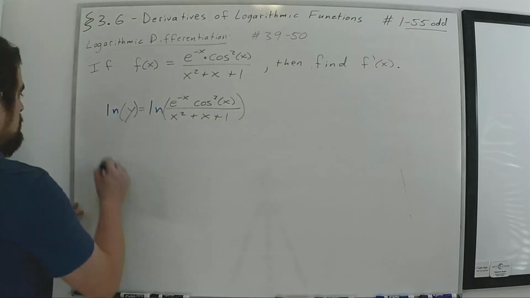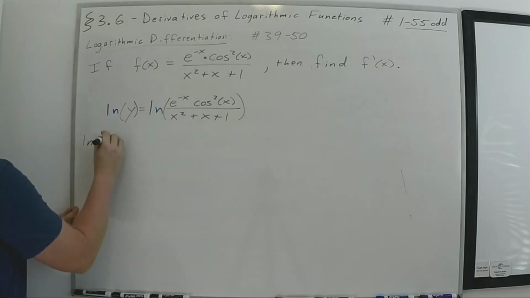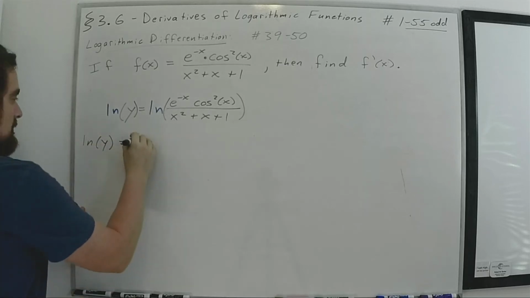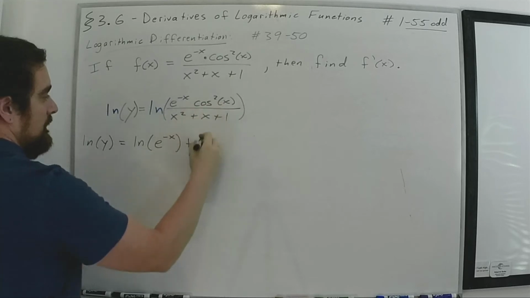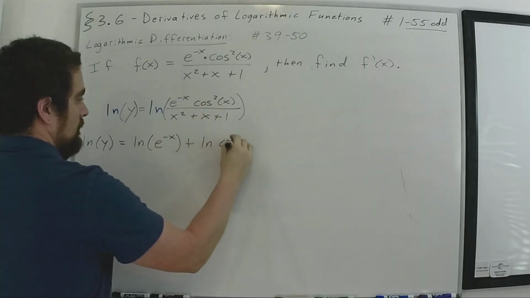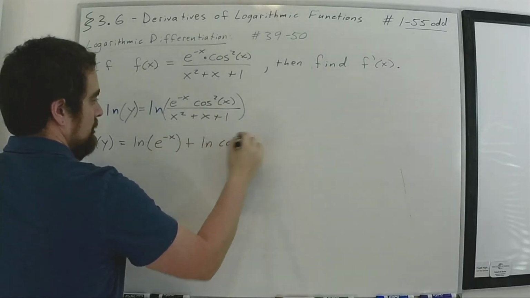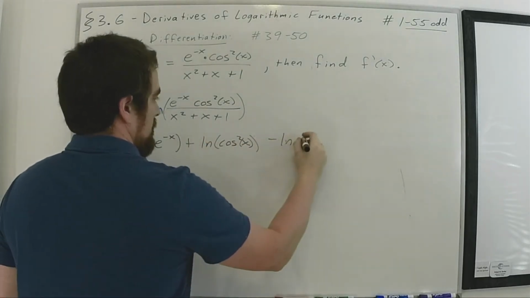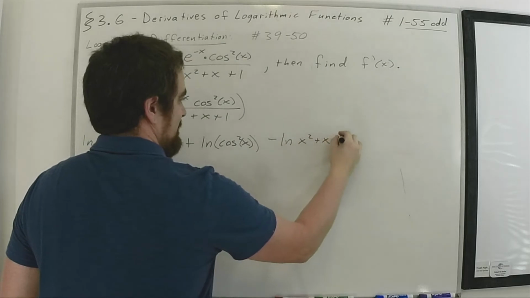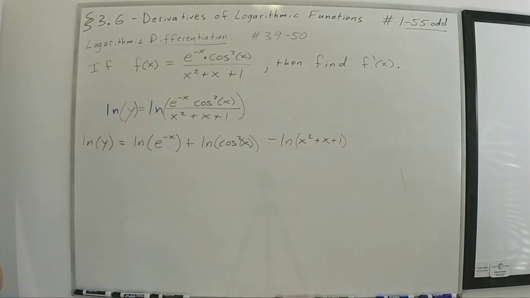So what I can do is say that this is the natural log of y is equal to the natural log of e to the negative x plus the natural log of cosine squared of x minus natural log of x squared plus x plus 1. All right, so I can do some breaking up like this.